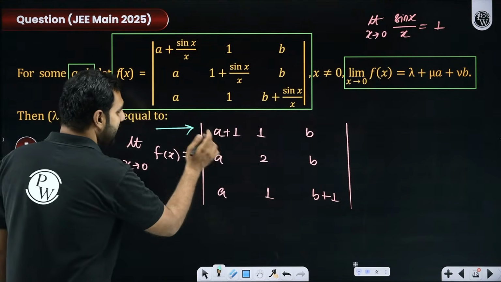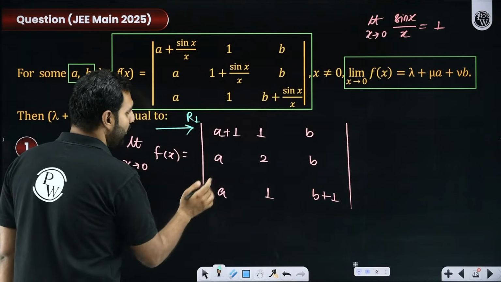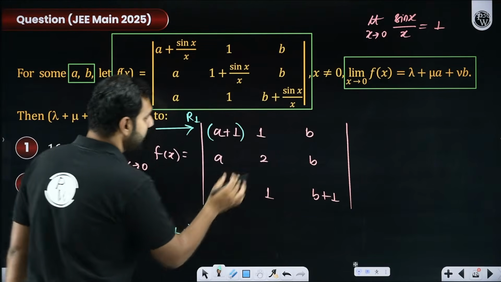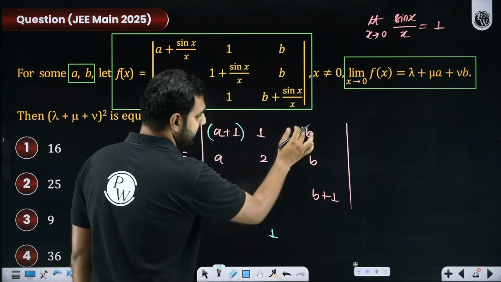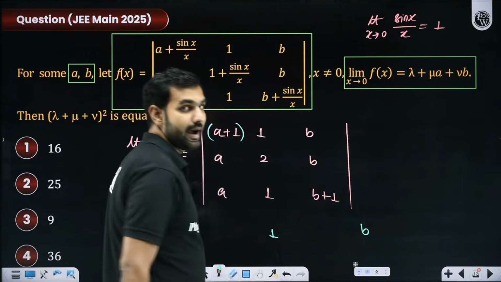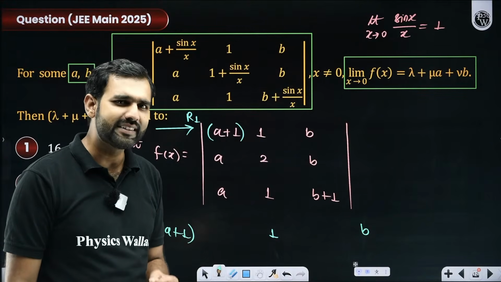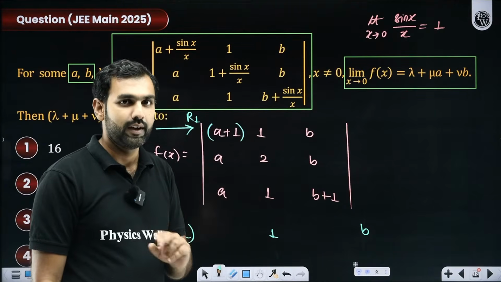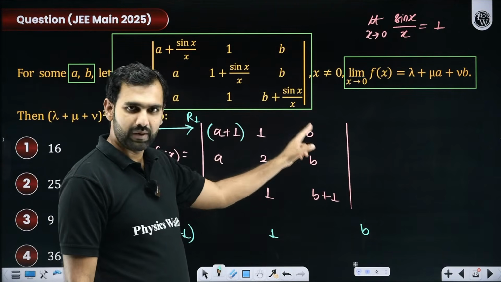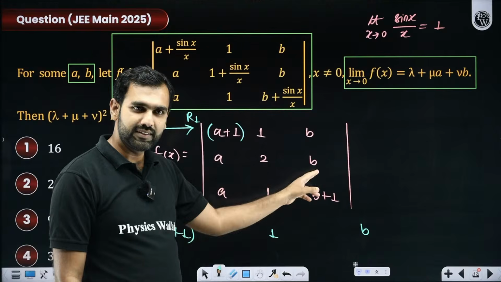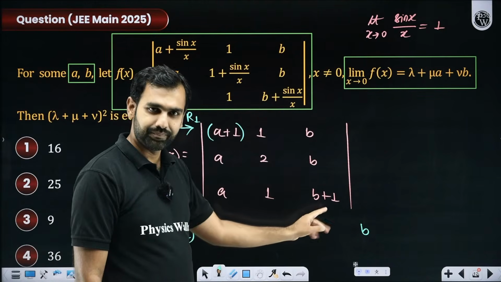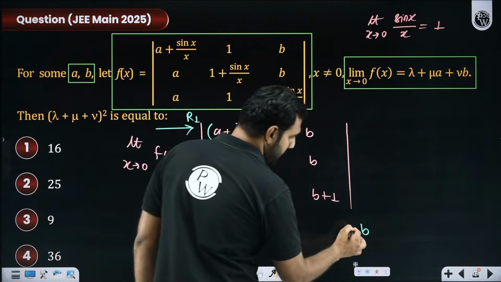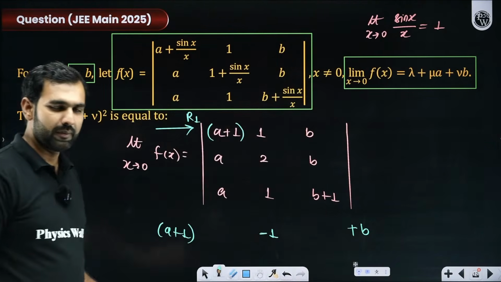So if I'm expanding it with respect to row 1, I hope you know how to do that. First element, that is a plus 1. Then your second element, which is 1. And then your third element, which is b. And with respect to row 1, the sign scheme which we follow is plus, minus, plus. Do you remember that? For a 3 by 3, plus, minus, plus, minus, plus, minus, plus, minus, plus. So the sign scheme will be plus, minus, plus. Yes or no? So I have applied the sign scheme.